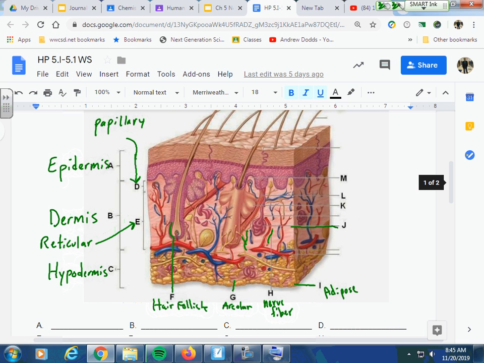J is pointing at this coiled up set of tubes here. This is going to be a sweat gland. And K is pointing at this gland that is on the side of the hair follicle. So if you remember that hair follicles, hair when it comes out can be oily, that's because of these glands that are attached to the side of the hair follicle. This oil secretion is called sebum. These are called sebaceous glands.